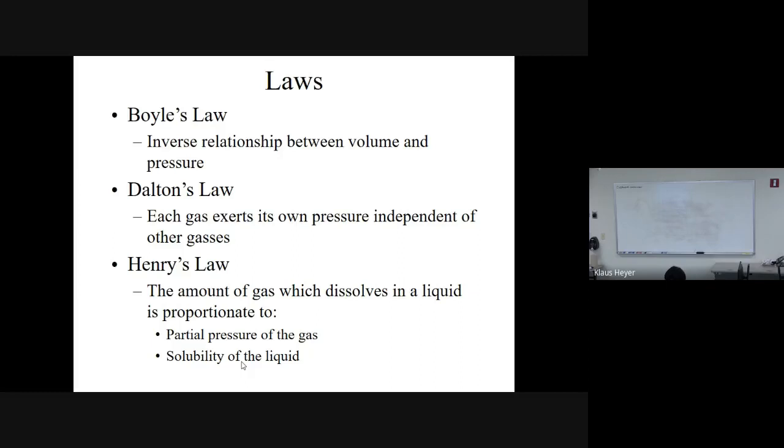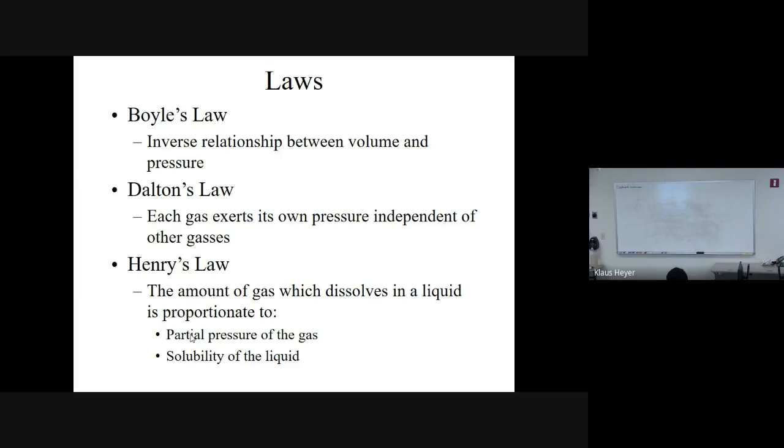Of course, the amount of gas that dissolves in the liquid is proportionate to the pressure of the gas. And here, you're noticing I put partial pressure, because we're really talking about oxygen. That's the only gas we care about. So the partial pressure of oxygen. I don't care about the pressure of nitrogen. That's not going into my blood. So we're putting the partial pressure, because each gas has its own partial pressure.